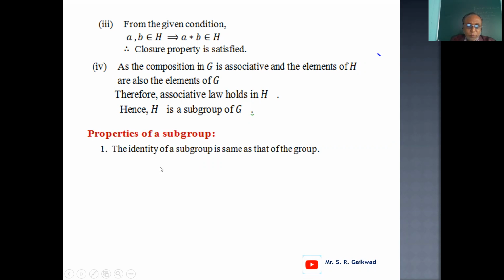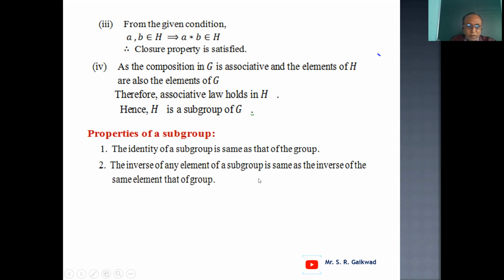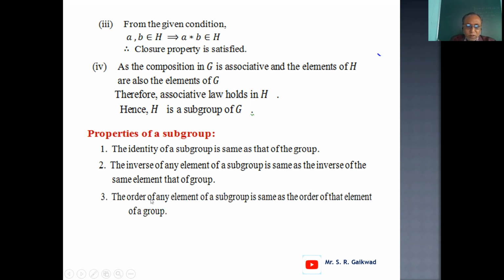Properties of a subgroup. First, the identity element of a subgroup is the same as that of the group. Second, the inverse of any element of a subgroup is the same as the inverse of that element in the group. Third, the order of any element of a subgroup is the same as the order of that element in the group.